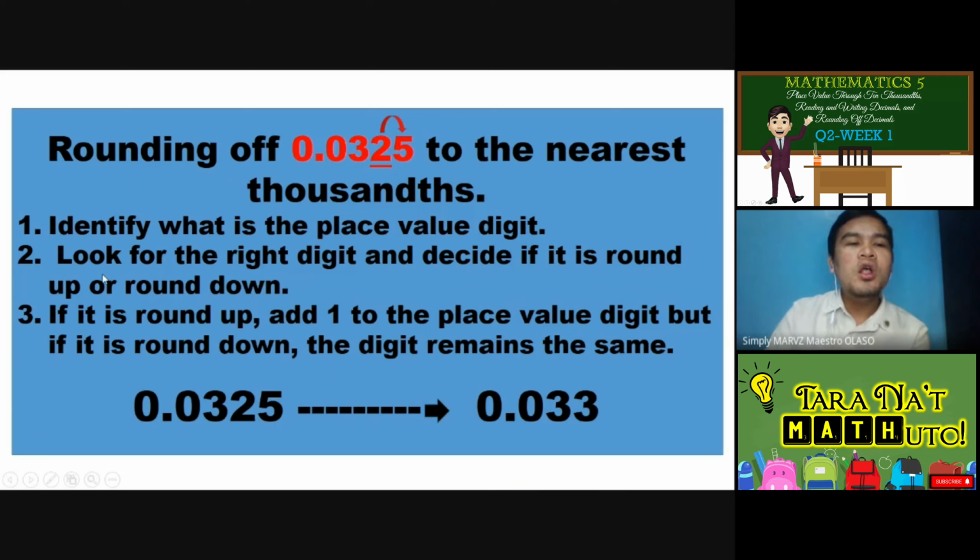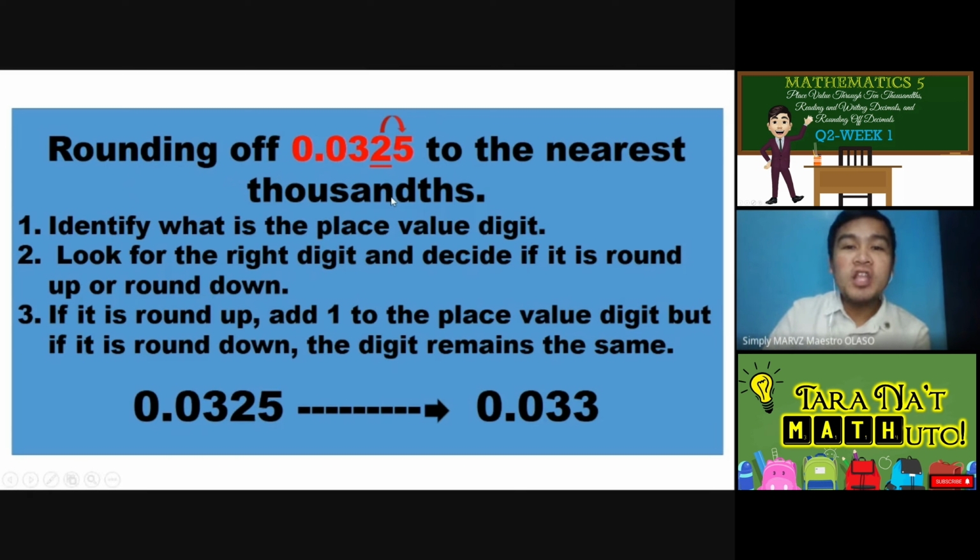Step number 2, look for the right digit and decide if it is round up or round down. So, nahanap na natin si thousandths, tingnan na natin yung katabi niyang digit. Ngayon, ang katabi ni 2 ay 5. Is it round up or round down? 5 is in the rounding up digits.